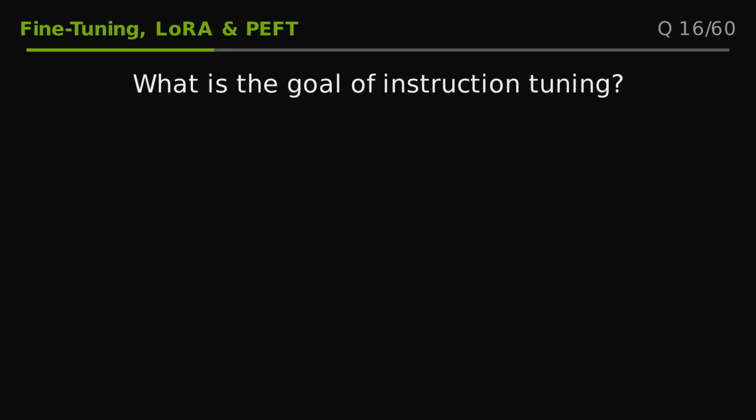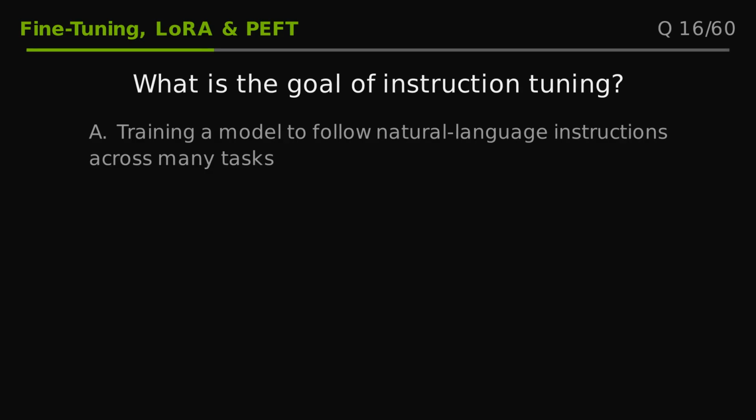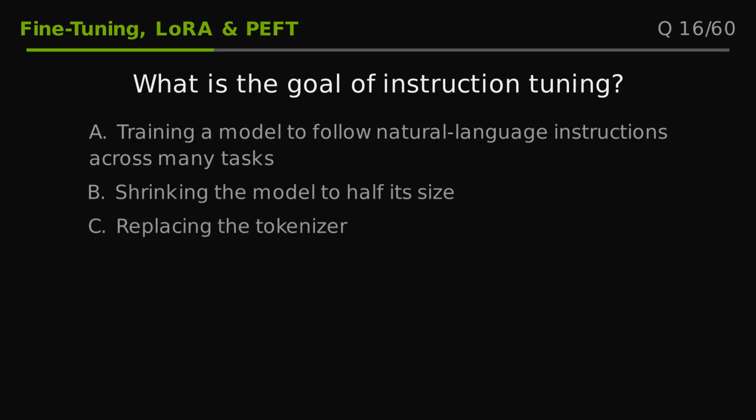Question 16. What is the goal of instruction tuning? Option A. Training a model to follow natural language instructions across many tasks. Option B. Shrinking the model to half its size. Option C. Replacing the tokenizer. Option D. Removing the need for any training data.